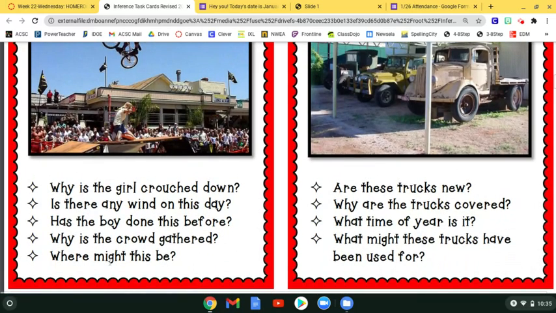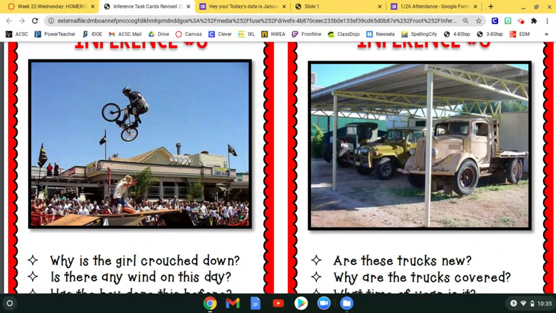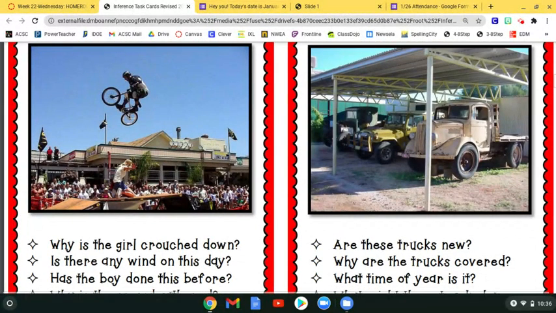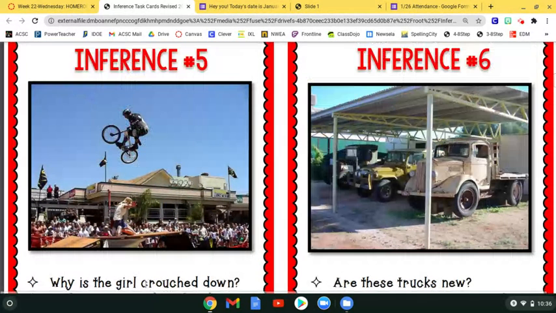And where might this be? This might be at a beach. It might be at some kind of festival or some kind of competition. I don't know for sure, but I use things that I already know in my head. It's called background knowledge. I looked at details from the picture and I was able to make an inference, or come up with thoughts about what might be going on in this picture.